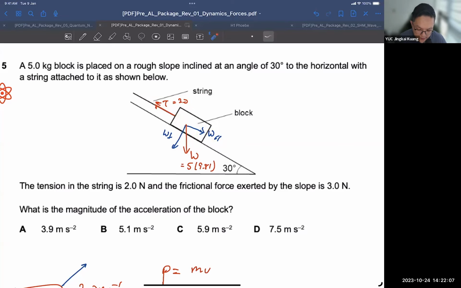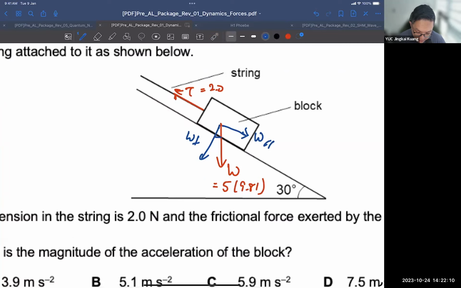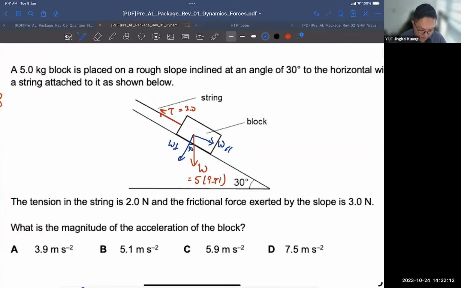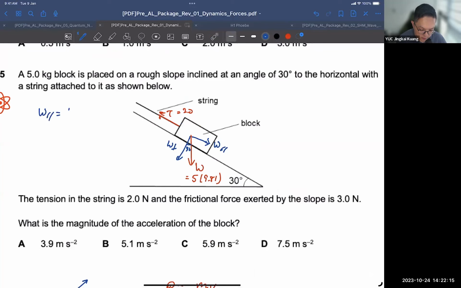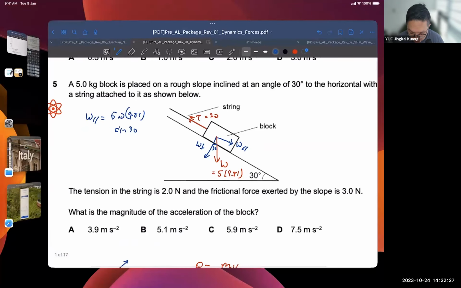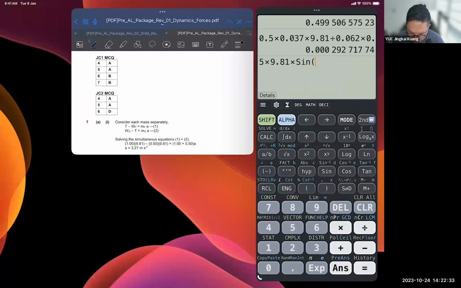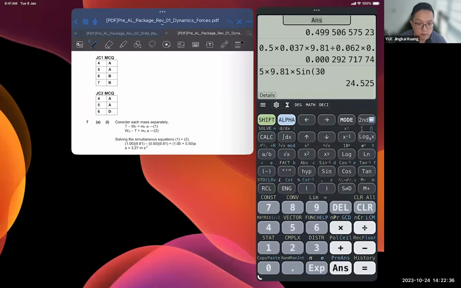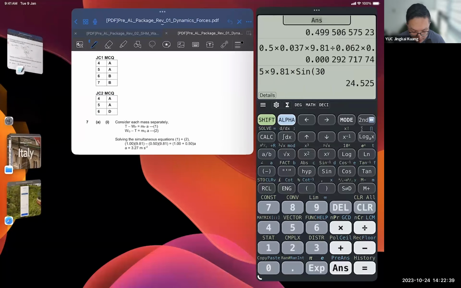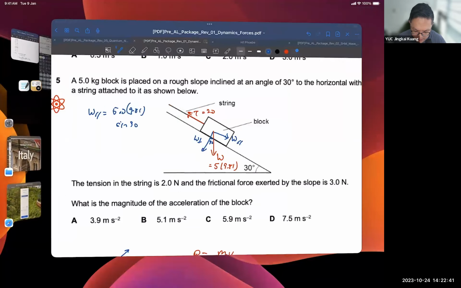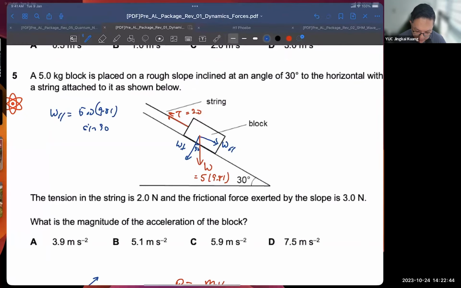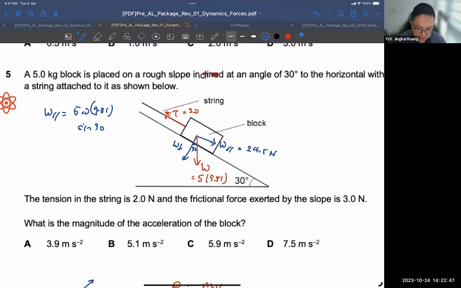So weight parallel here, because the angle here is 30. So I can find weight parallel. Weight parallel is equal to 5.0 times 9.81 times sine 30. Let me use a calculator. So 5 times 9.81 times sine 30, I get 24.5. That means this force here is equal to 24.5 newtons.